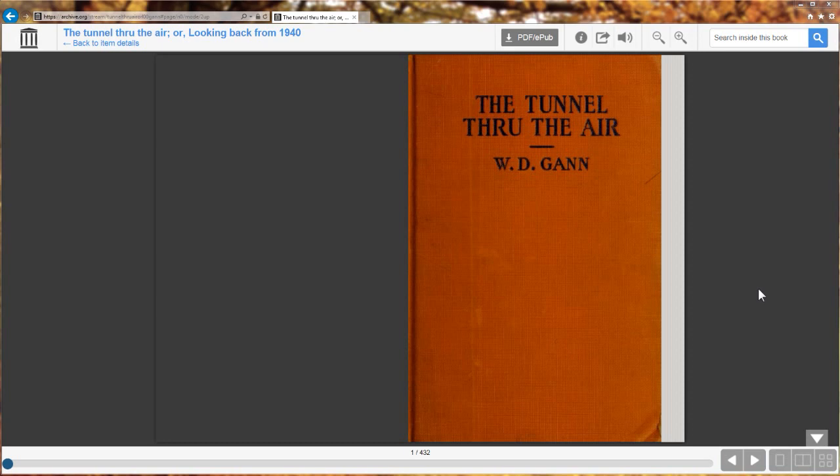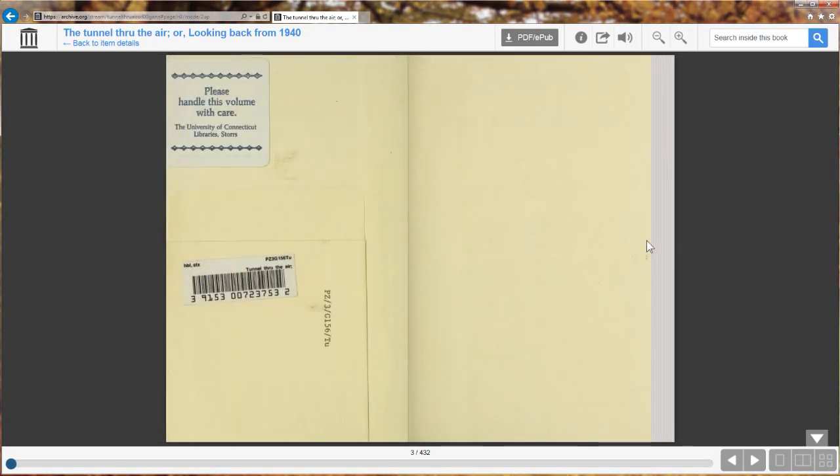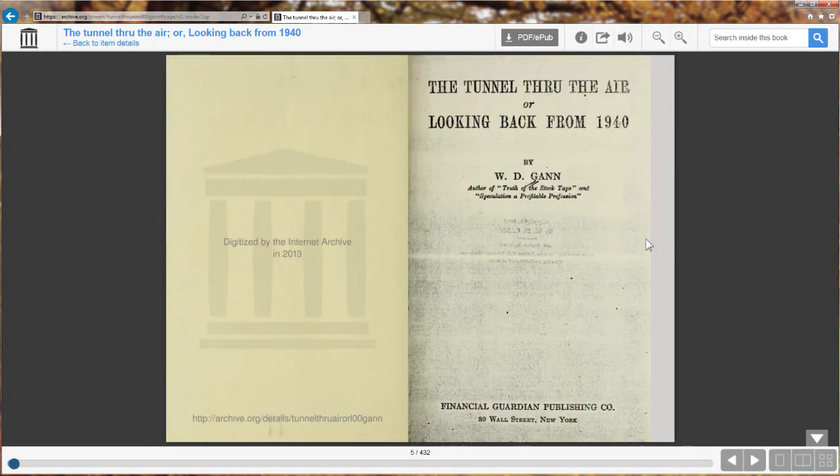But anyway, I'm going to also say that I will be using this copy of the book for everything that I'm going to show everybody. So if you want to see exactly what I'm looking at or what you're looking at online, it's going to be right here. Let's go ahead and click on it so we can take a look in there. And we see it's The Tunnel Through the Air, or Looking Back from 1940. And of course that 1940 is very important, by W.D. Gann, author of his other books there.